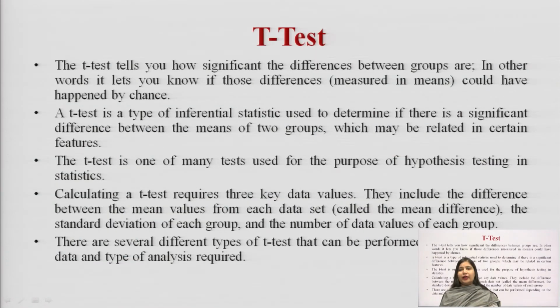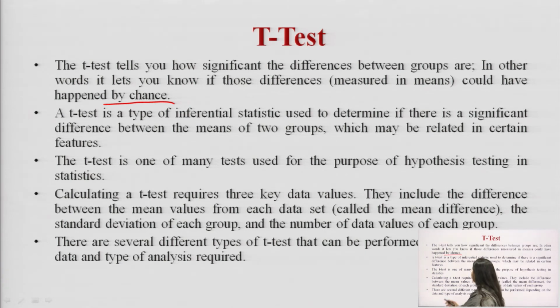Now, we come to the t-test. So, basically what is the t-test? The t-test tells you how significant the difference between the groups is. It is basically comparing the means of two different groups, and in other words, it lets us know if those differences could have happened by chance, and how it happened.